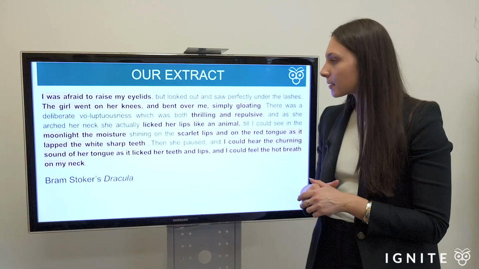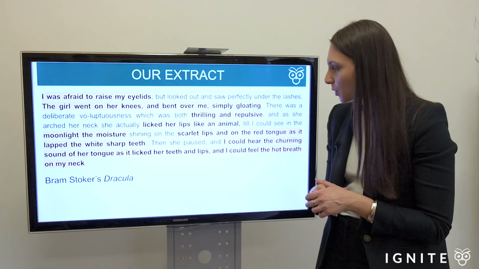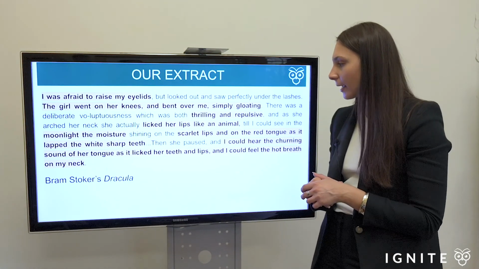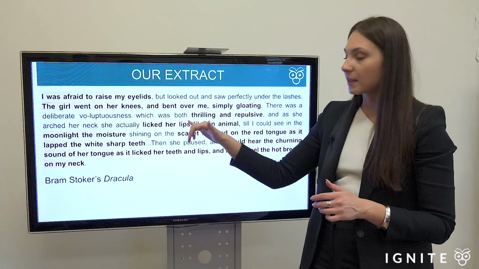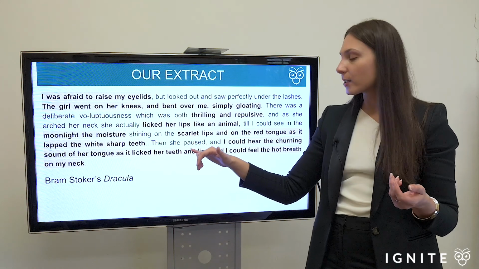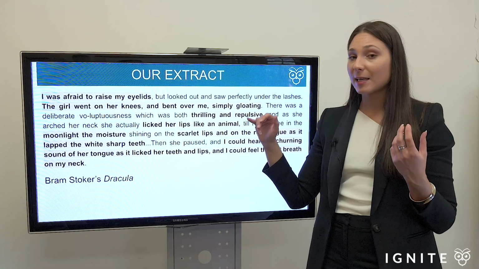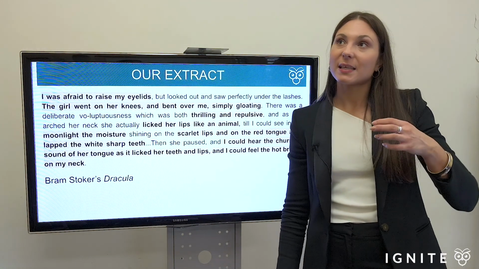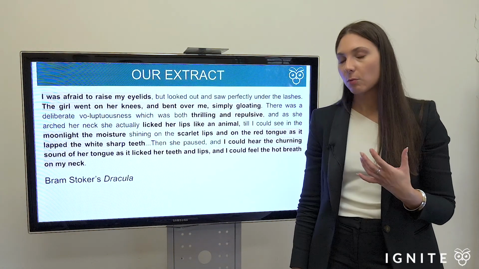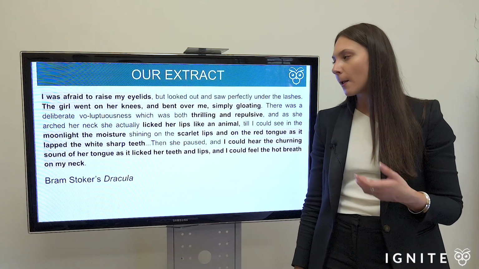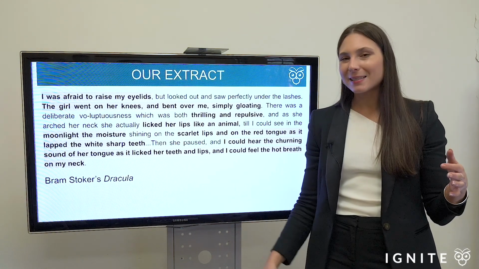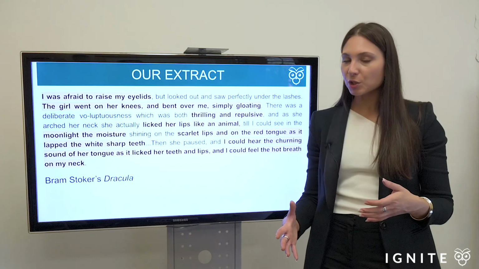And as she arched her neck, she actually licked her lips like an animal. The repetition of the L sound, we can call that alliteration. And you also, of course, have the simile here of like an animal, which has the impact of addressing a zoomorphic quality in the women in Jonathan's presence. There is also a kind of sensuality in the description here.